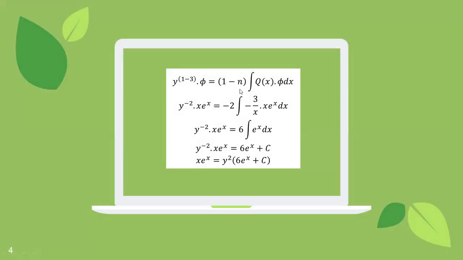So you have this one already. Your formula for the solution of a Bernoulli equation. So it's y raised to negative 2. This is your phi. And you have 1 minus 3. That would be negative 2. And you have here your q of x. Your q of x is the negative 3 over x. Let me go back to that so you will recall what is your q of x.